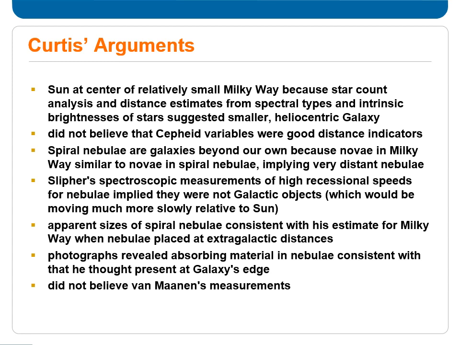He thought the apparent sizes of spiral nebulae were consistent with his estimate for the Milky Way when nebulae were placed at extragalactic distances, and that photographs revealed absorbing material in nebulae consistent with what he thought was present at the galaxy's edge. He did not believe van Maanen's measurements.